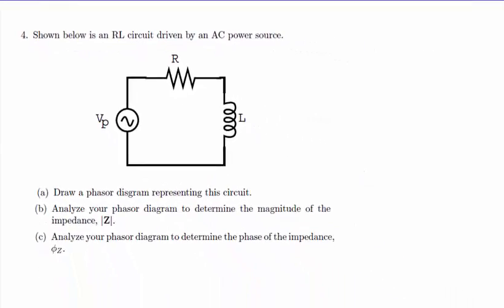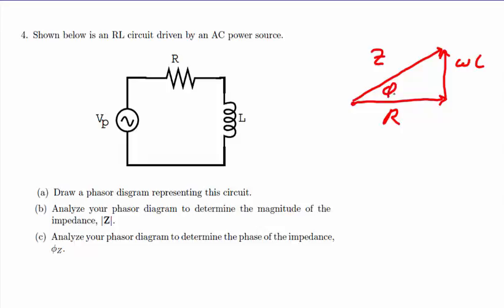Parts A, B, and C all deal with the process of analyzing this diagram to determine the impedance. In this case, we're going to take the vector sum of the two terms, an arrow pointed right of length R to represent the resistor, and an arrow pointed upward of length omega L to represent the inductor. The total impedance of the circuit is the vector sum of these two terms and is given by a magnitude Z and an angle which is known as the phase.